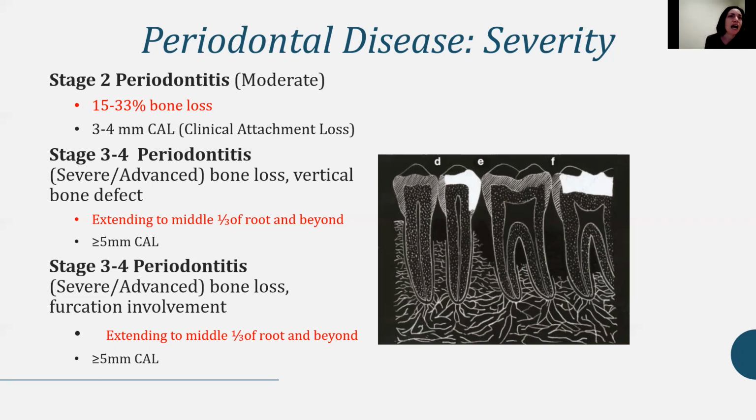If somebody has 3 to 4 millimeters of clinical attachment loss, that tends to fall into the same category as 15 to 33% of bone loss. If somebody has no more than a third of bone loss, their clinical attachment loss shouldn't be more than 4 millimeters total. That's a pretty small amount of bone loss, because people can have a 3 millimeter pocket and it's normal. So that's really just 1 millimeter beyond that. So stage 2 is still fairly mild.